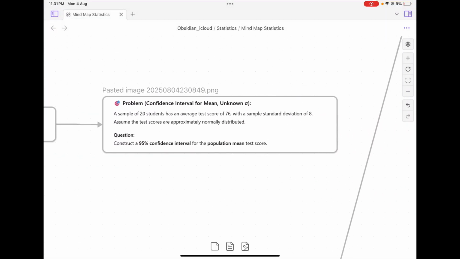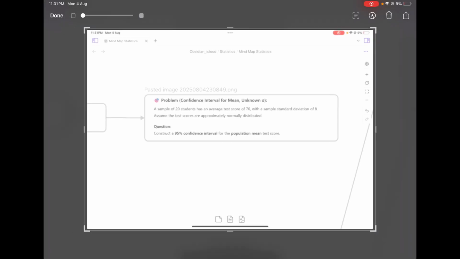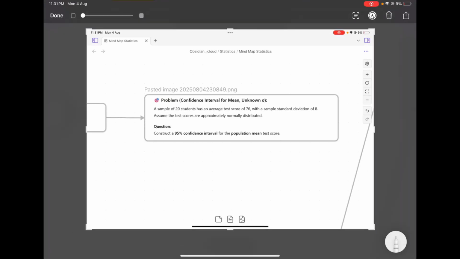Now let us look at a problem here. A sample of 20 students has an average test score of 76 with a sample standard deviation of 8. Assume the test scores are approximately normally distributed. Calculate a 95% confidence interval for the population mean test score. So you have a normal distribution with average test score of 76 and standard deviation of 8, and you need to fit a 95% confidence interval.